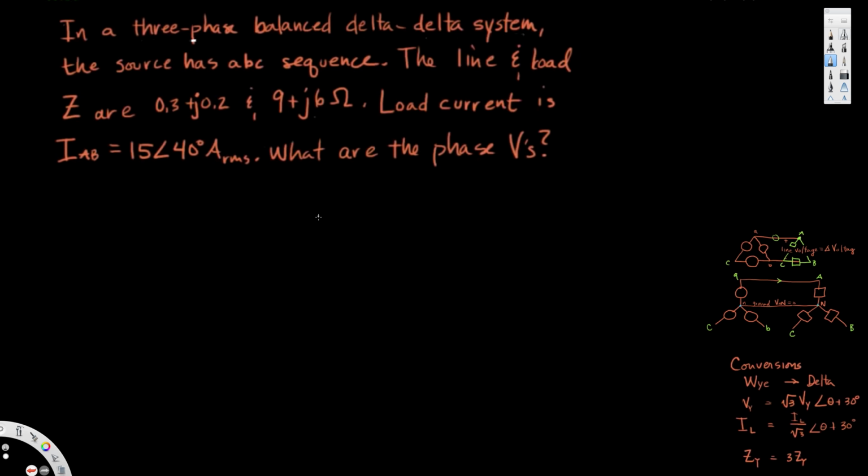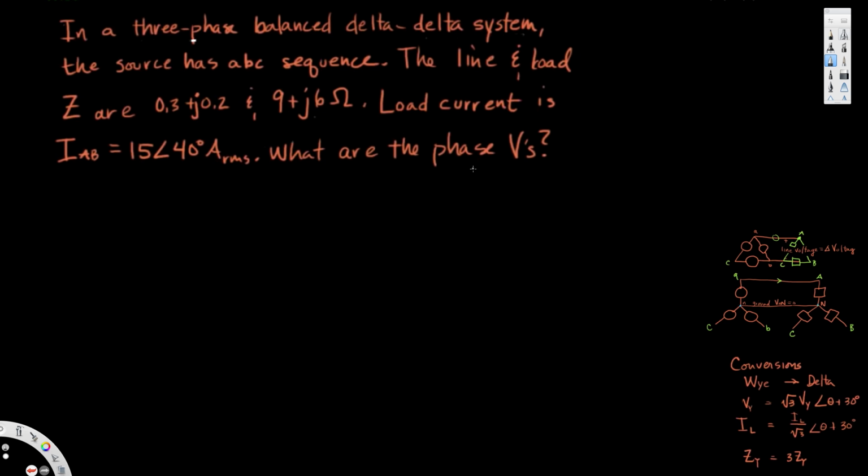Guys, in this video we are going to see an example of a three-phase circuit. Here the question is asking: in a three-phase balanced delta-delta system, the source has ABC sequence. The line and load Z are 0.3 + j0.2 and 9 + j6 ohms. Load current IAB is 15∠40° A RMS. What are the phase voltages?